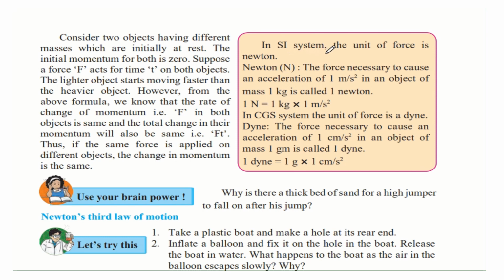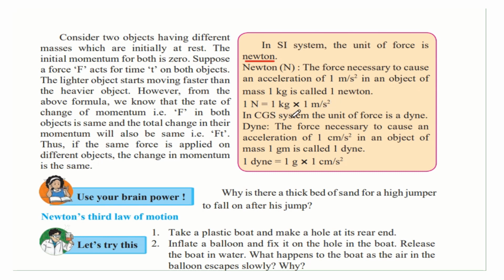In the SI system, the unit of force is Newton. Newton is denoted by the letter N. The force necessary to cause an acceleration of 1 meter per second square in an object of mass 1 kg is called 1 Newton. So that is the definition of Newton. 1 Newton is equal to 1 kg into 1 meter per second square.